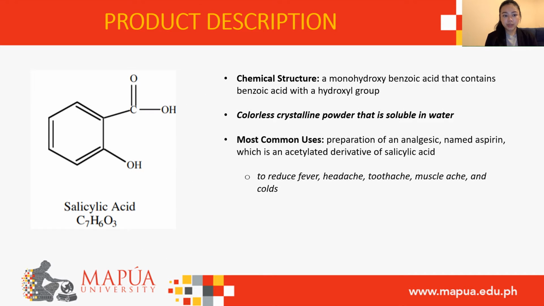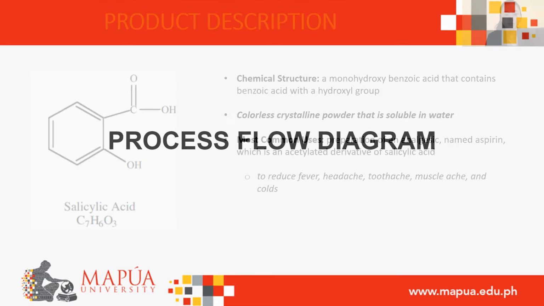The chemical structure of the product is presented in the figure on the left. The final product of the plant is solid, crystal-form salicylic acid, since the target end users are manufacturers of aspirin. Aspirin is an analgesic which is used to reduce fever and moderate pains in the body.